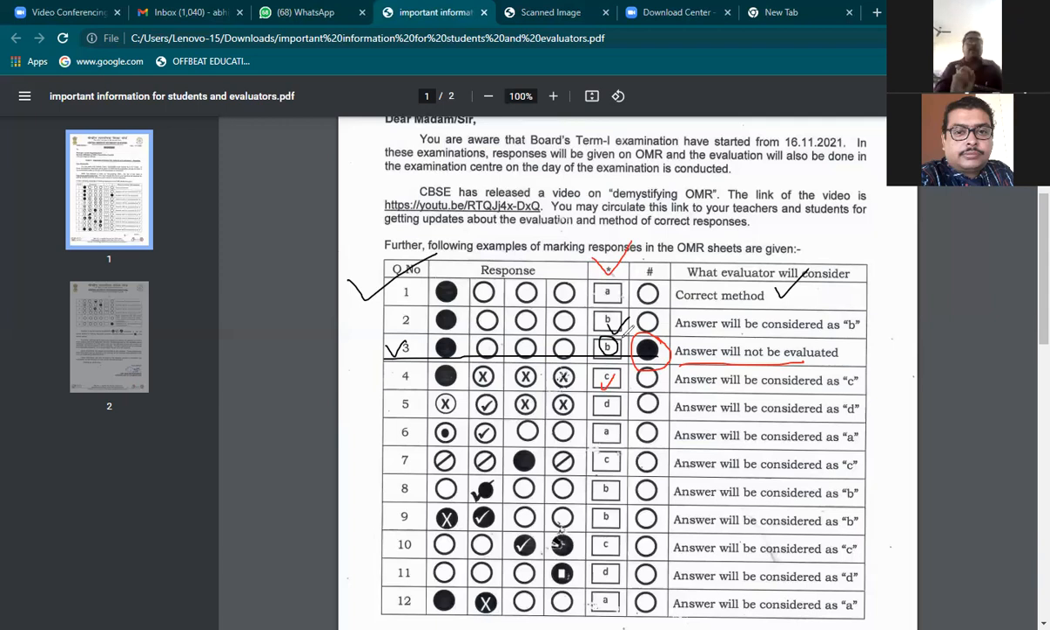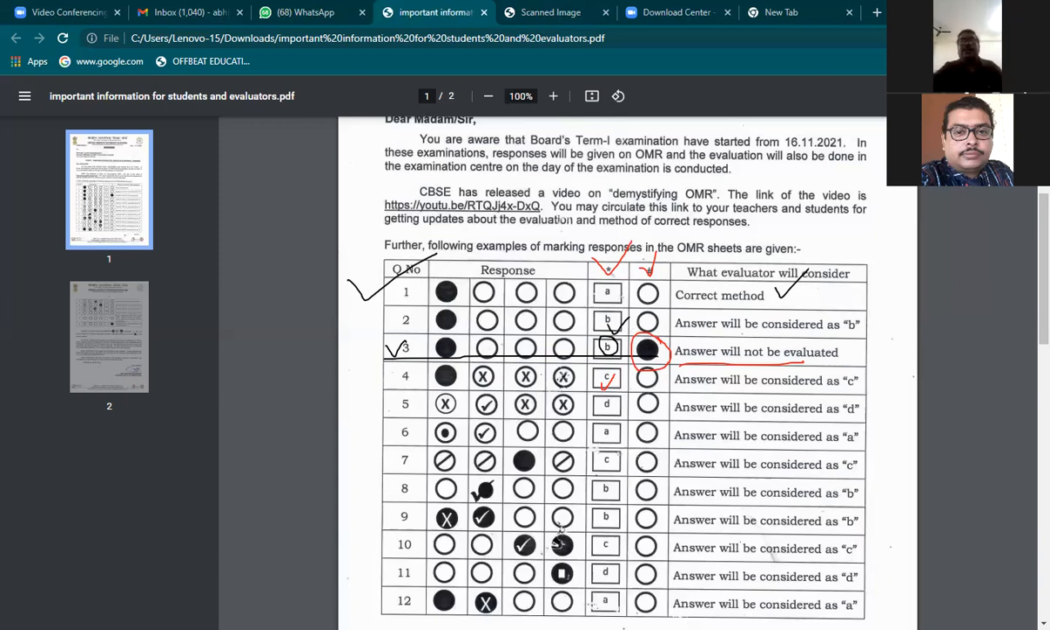And if you are not going to attempt any question, you can see the hashtag, there will be a circle, and you should darken it. That is the instruction. As the major examination is coming up, make sure about that. There should not be any mistakes from the students. So this is all about the OMR.